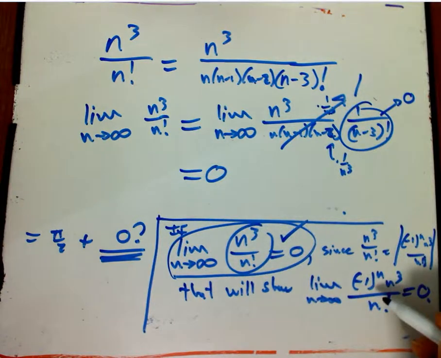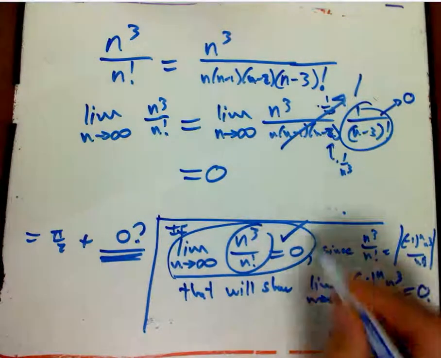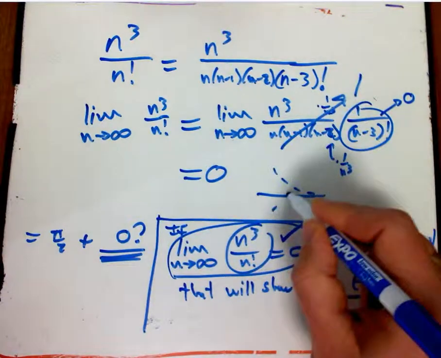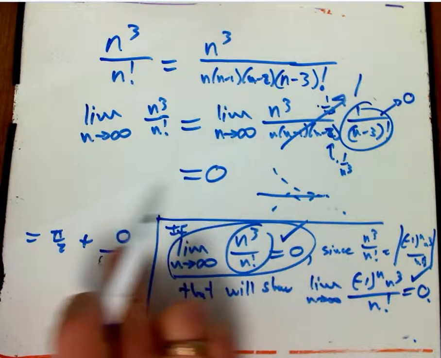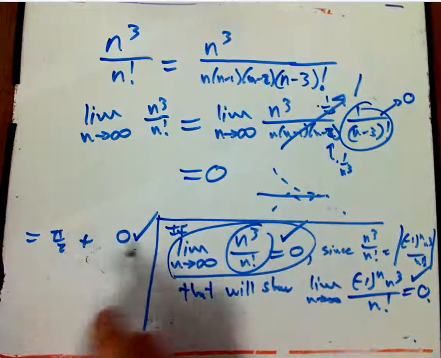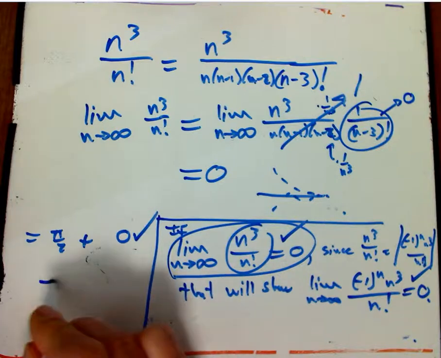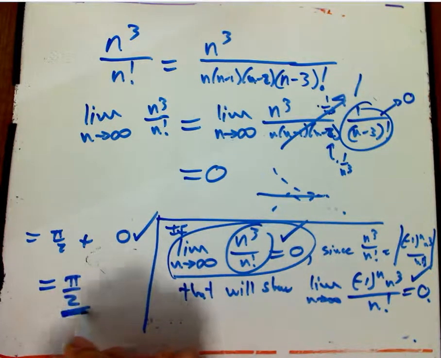So the wiggly signs don't really matter at all. Instead of just coming down to 0 in one direction, it wiggles to 0, but who cares? That's equal to 0. And so I can take off that question mark. And yes, both of those individual limits in the sum originally existed. And the final thing is just the pi over 2 we had before.